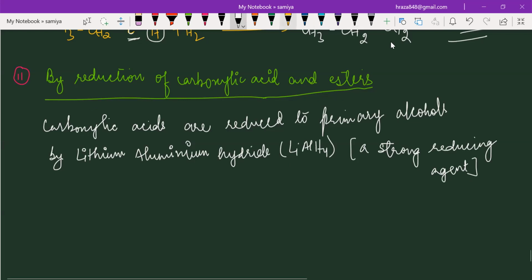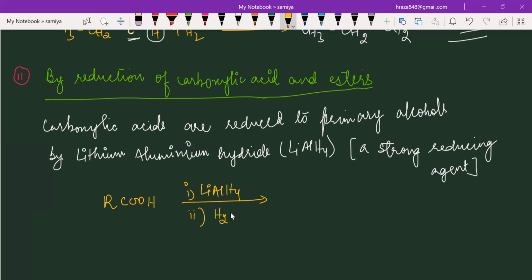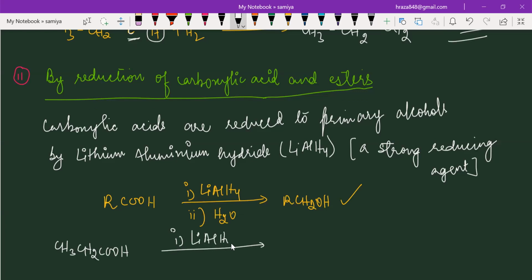Now see, if you have carboxylic acid, you are going to use, in the first step, LiAlH4, lithium aluminum hydride, and in the second step, water. Then this will be reduced to alcohol. So if you are given CH3, CH2, COOH, please name the product with LiAlH4 and H2O.